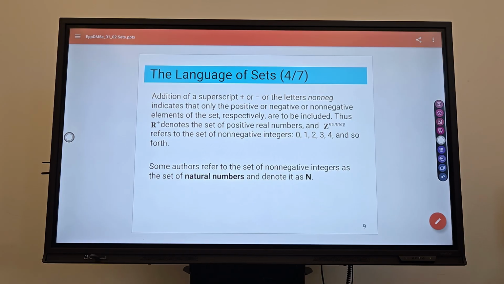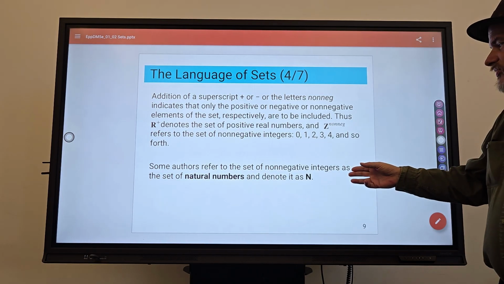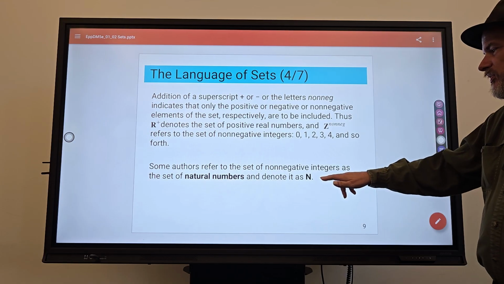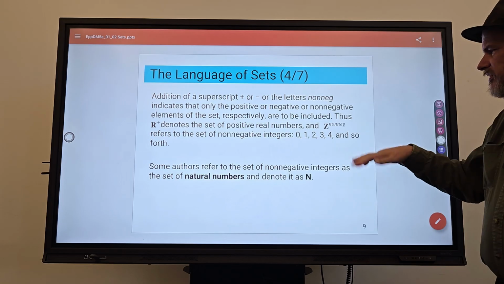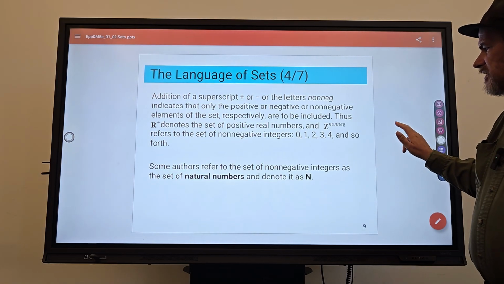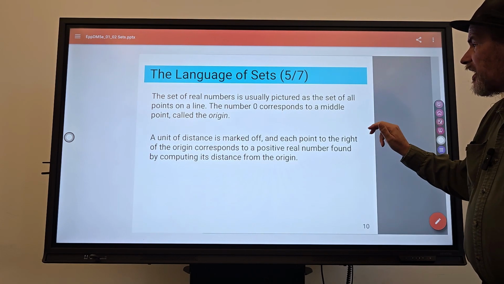Some authors refer to the set of non-negative integers as a set of natural numbers and denote it as N. That's not true. It's positive integers, not non-negative. 0 is not included in natural numbers. At least that's what I remember learning. I don't know where this textbook got that information, but let's see here.